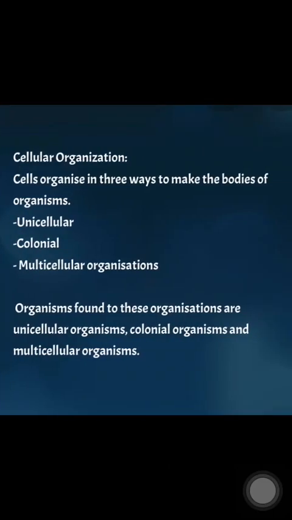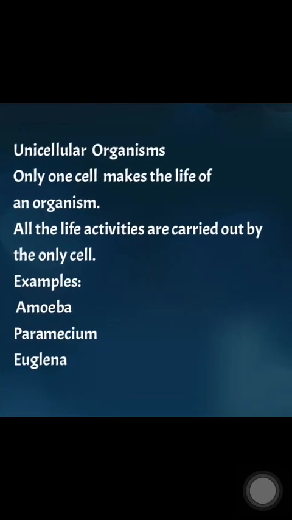When we are talking about cellular organization, it means cells are organized in three ways to make the body of an organism. That can be unicellular, colonial, or multicellular organization. And organisms found in these organizations are unicellular organisms, colonial organisms, and multicellular organisms. We will study in detail one by one.